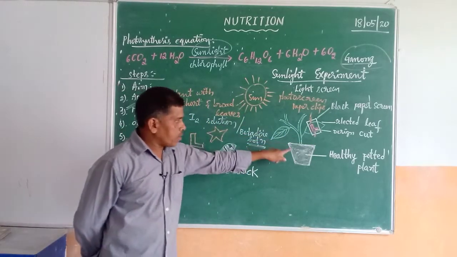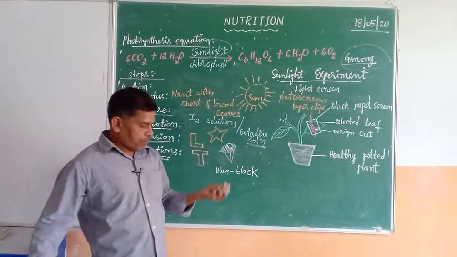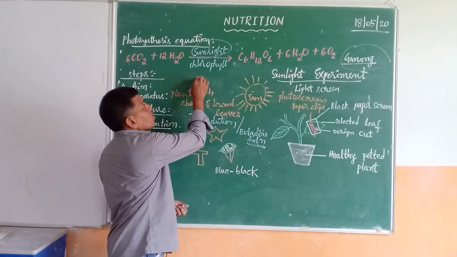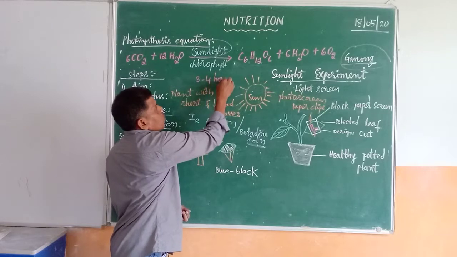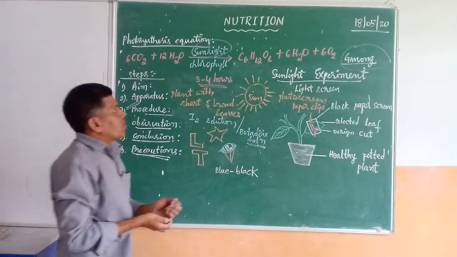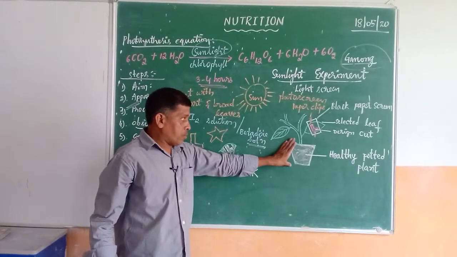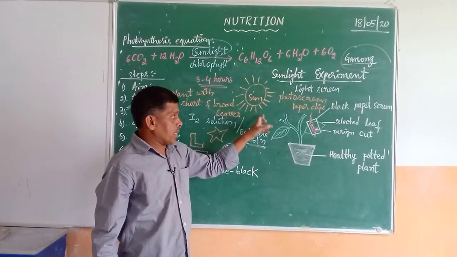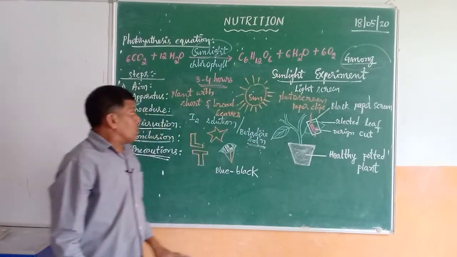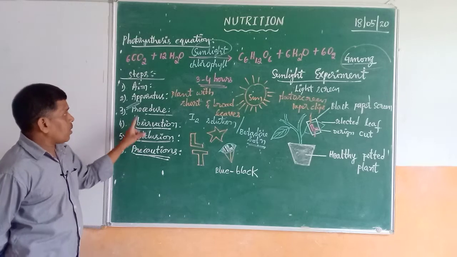Now water the plant and place it under the sunlight. For how much time? Near about 3 to 4 hours. Okay. After watering the plant, place the watered plant under the sunlight. Let it be exposed to the sunlight. So this is what we write under the procedure.